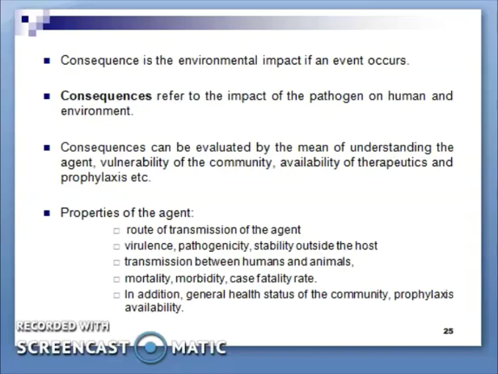Consequences refer to the impact of the pathogen on human and environment. Consequences can be evaluated by means of understanding the agent, vulnerability of the community, availability of therapeutics and prophylaxis, etc. Properties of the agents include, again, route of transmission of the pathogen, virulence, pathogenicity, stability outside the host. Similarly, transmission between humans and animals, mortality, morbidity, case fatality rate, etc. In addition, general health status of the community, prophylaxis availability, etc. Prophylaxis means treatment availability to the community, etc.